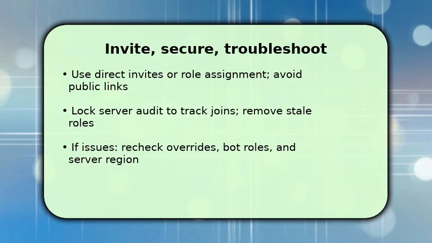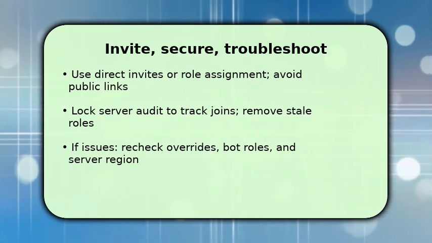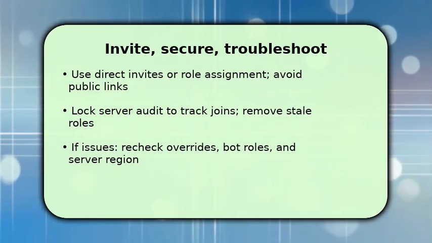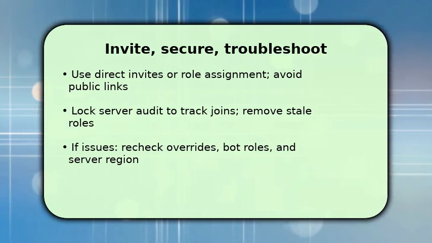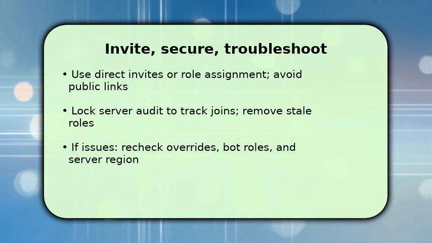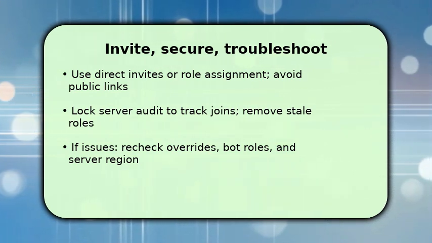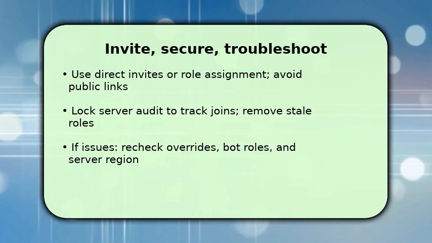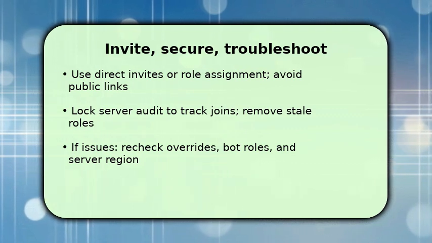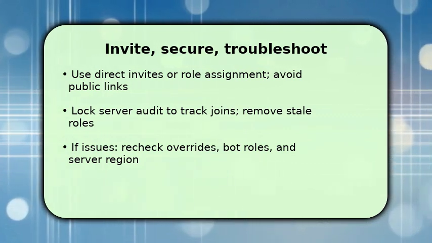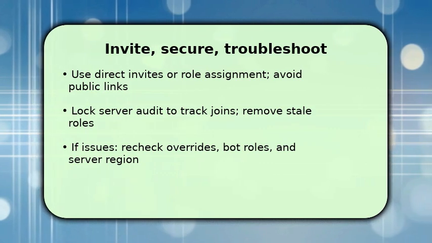Avoid sharing public links. For extra security, enable server audit logs to track joins and periodically remove stale roles. If users can't join, make sure their role is above any bot or conflicting role in role settings and recheck channel overrides that might deny connect. If audio quality or connection fails, change server region or ask members to toggle voice settings.